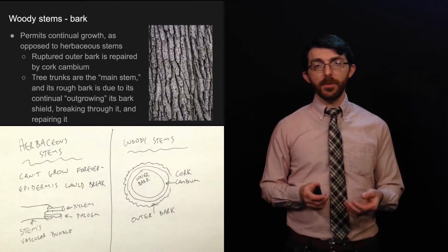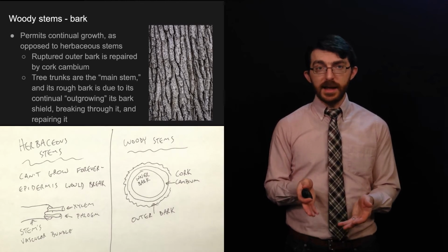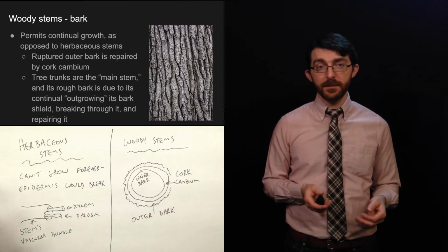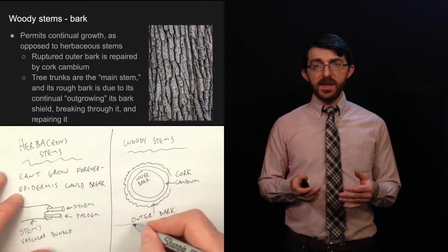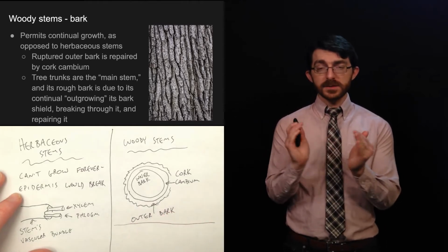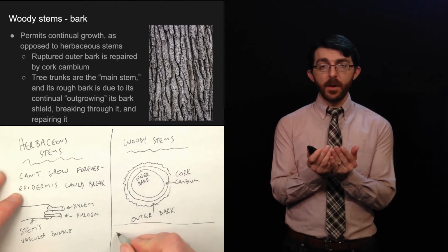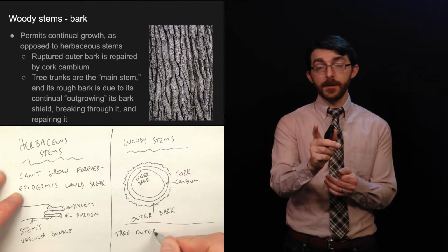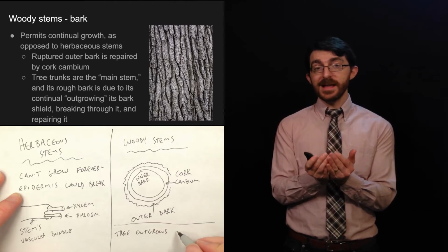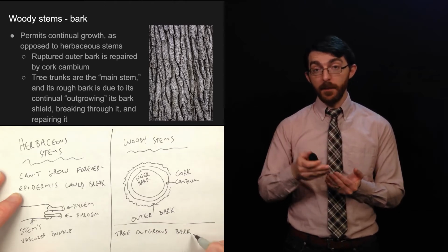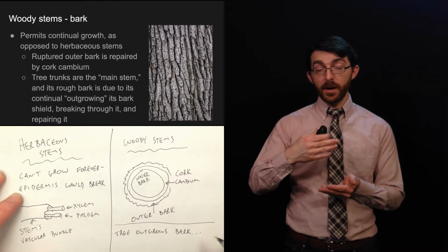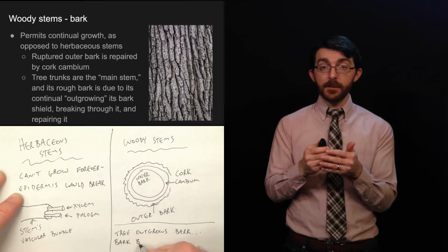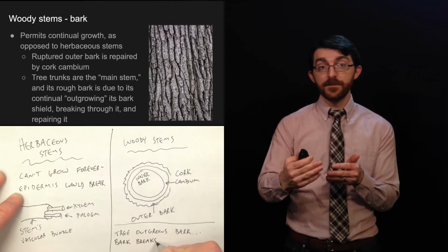So the way that bark works is it permits continual growth as opposed to herbaceous stems. What happens is the outer bark on the outside of a woody stem will rupture, which would be the death of an herbaceous stem. However, because there is inner bark inside of the outer bark, when the outer bark ruptures, then the cork cambium from the inner bark just replaces it.